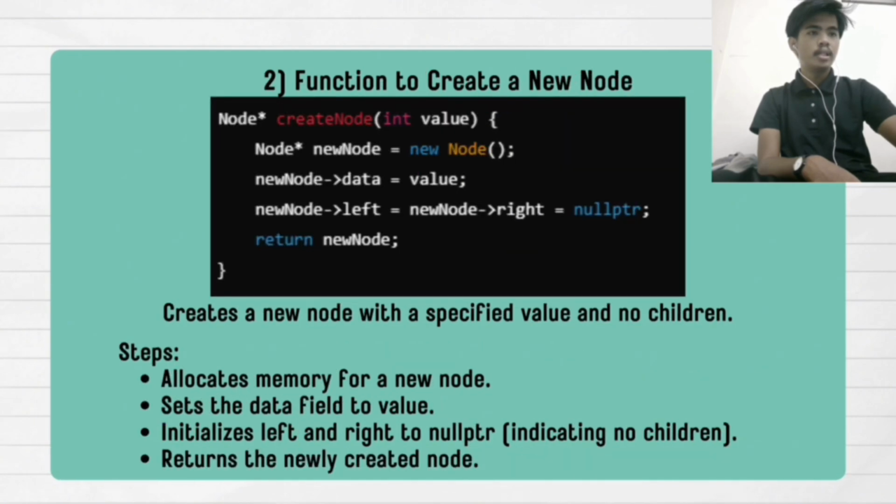The second part is the function to create a new node. It creates a new node with a specified value and no children. The first step is it allocates memory for a new node. The second step is it sets the data field to value. The third step is it initializes left and right to null pointer, indicating no children. And the last step is it returns the newly created node.